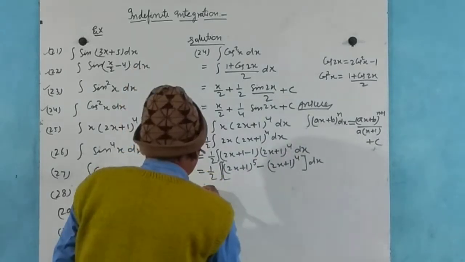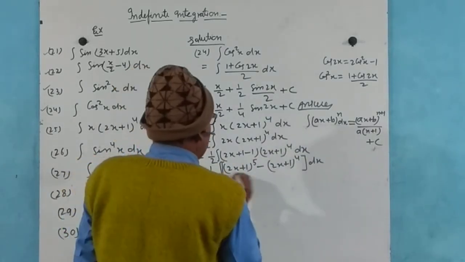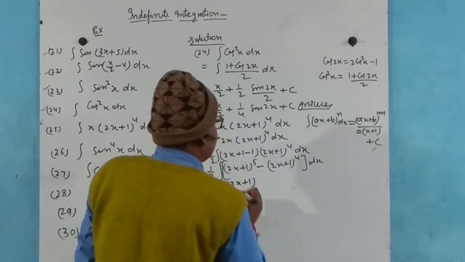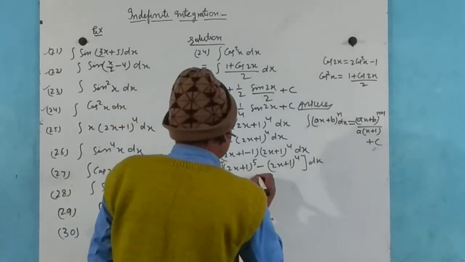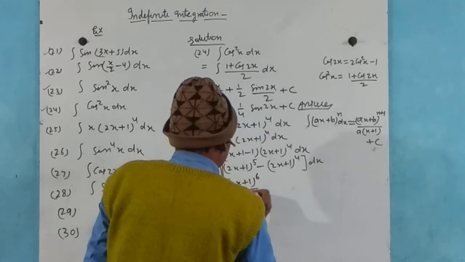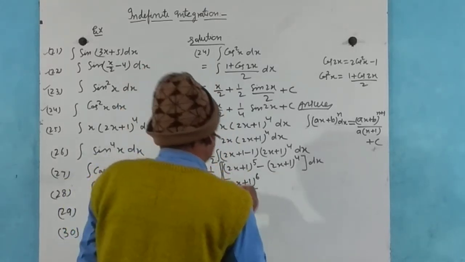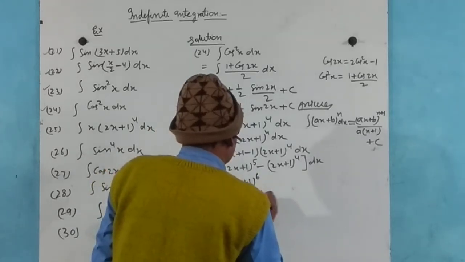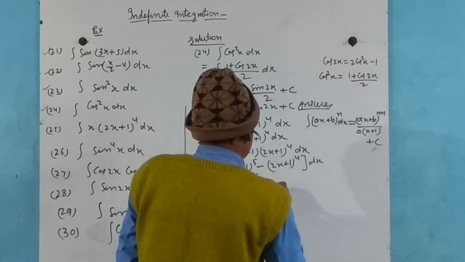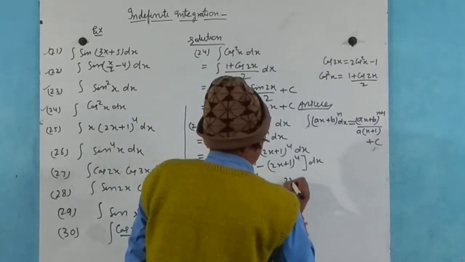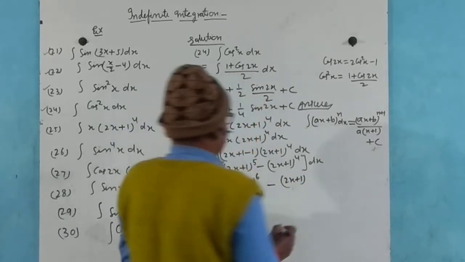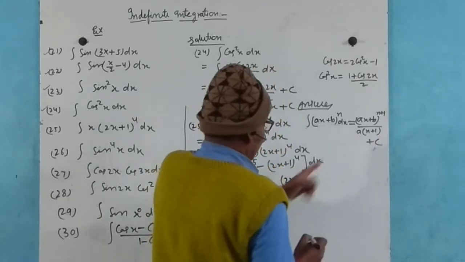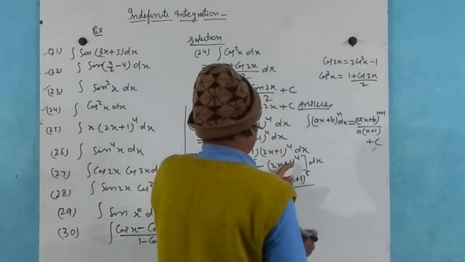Apply this here, and now 1 by 2, this a is 2, (2x plus 1) to the power n plus 1, 5 plus 1 is 6, divided by a is 2 and n plus 1, 5 plus 1 here, minus in this case (2x plus 1) to the power n plus 1, 4 plus 1 is 5, divided by a is 2 and n plus 1, 4 plus 1.